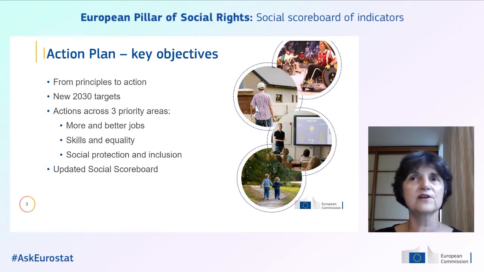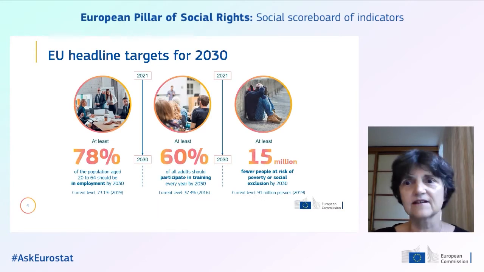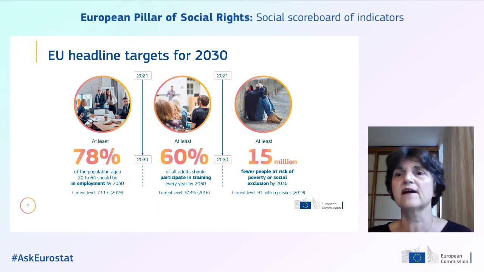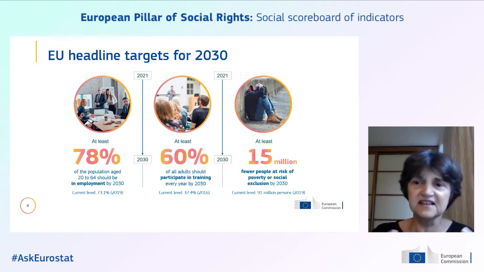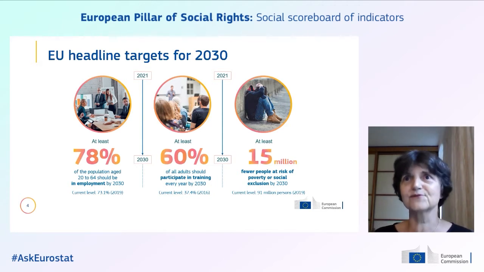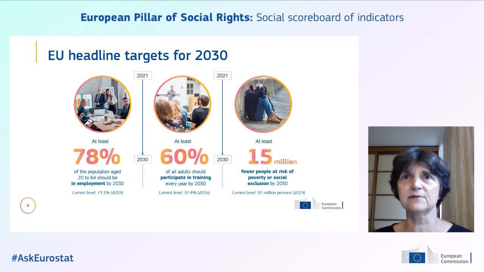Now, let me say a few words about these 3 headline targets for 2030. You know, of course, we had 2020 targets, and there was at some point a question, will we also have some sort of 2030 targets in the employment, social and skills field, or will it be mainly green and digital? And I have to say that we are quite pleased that, first of all, the Commission put forward as part of this action plan these 3 headline targets. 78% of people aged 20 to 64 in employment by 2030.